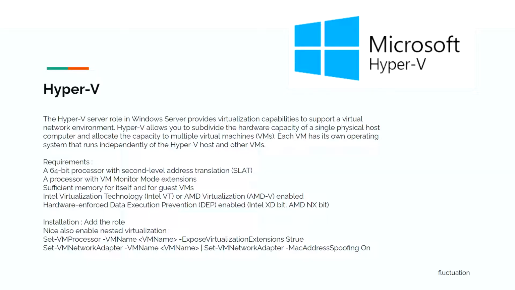So the Hyper-V role in Windows Server provides virtualization to support VMs. When you prepare your Hyper-V, you will need storage and networking. Hyper-V allows you to subdivide the hardware capacity of a single physical host computer and allocate the capacity to multiple VMs. The more memory and CPU you have, the more VMs you can have. Each VM has its own operating system that runs independently on the Hyper-V host or another VM. It's not like a container or Docker. We'll see what Docker is after.